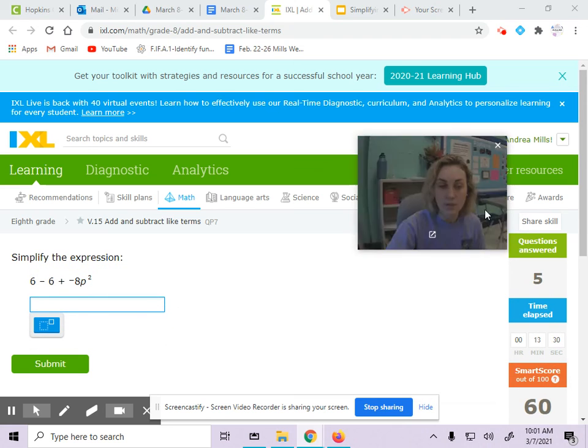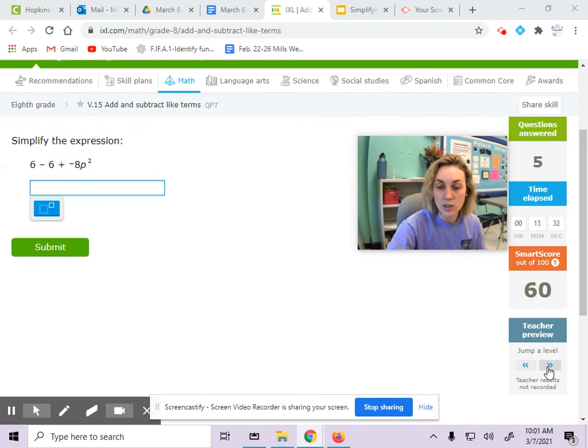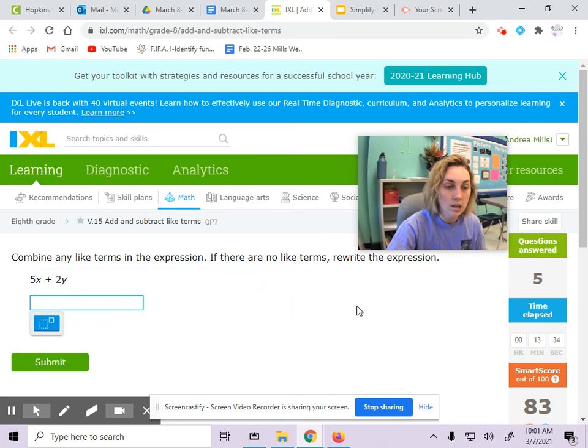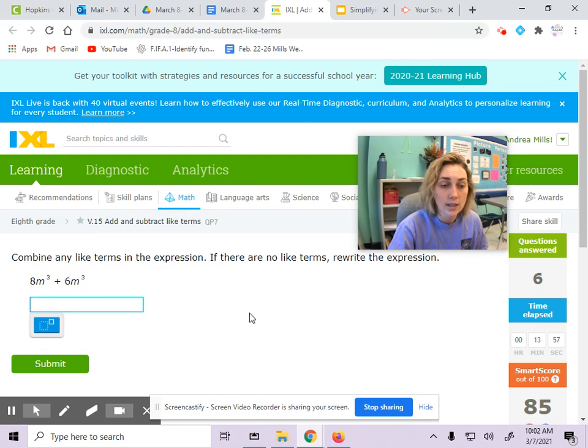All right, so this is similar. We go on to the next one. Guys, on this one, neither of them have a like term. You can't combine it at all, so your answer is just going to be 5x. We're going to add that by 2y. You cannot simplify that anymore because they're not like terms. They don't have the same variable or exponent. I mean, they have two completely different variables anyway, so that can't be combined.